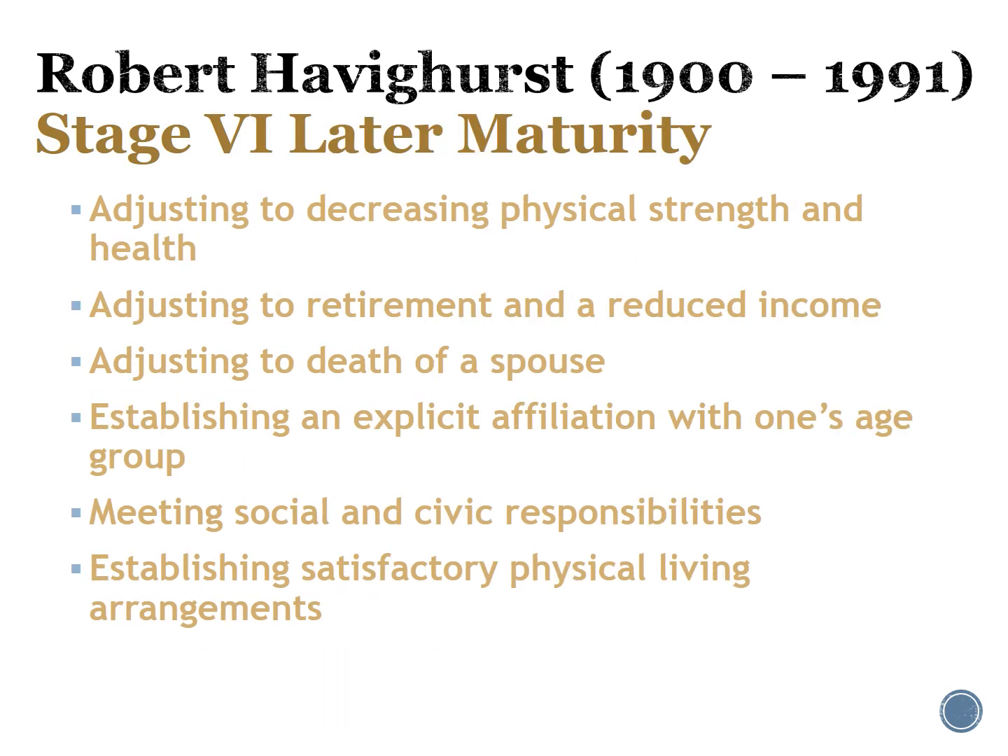In later maturity, adults should be adjusting to decreased physical strength and health. They need to adjust to retirement, which might be a positive thing, but they also might be adjusting to reduced income. They might have a death of a spouse, which can be very difficult for them to overcome. They also need to have relationships with other people in their own age group. This is another thing that Havinghurst had said later maturity would be healthy for them to do.